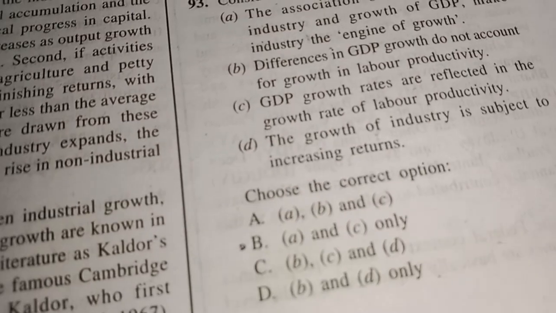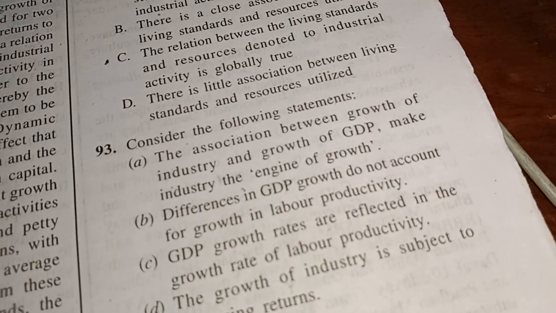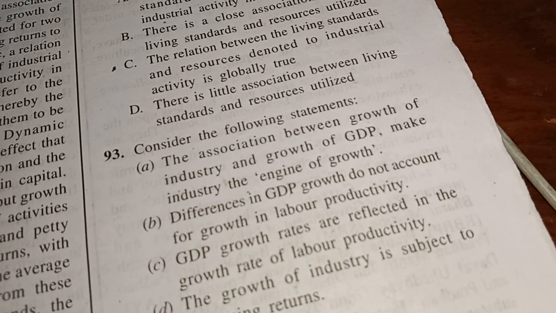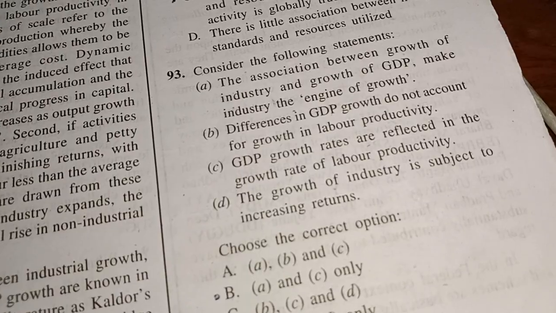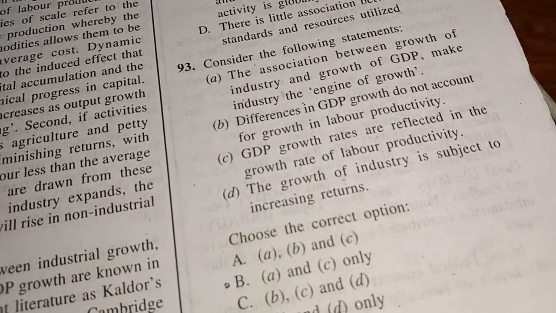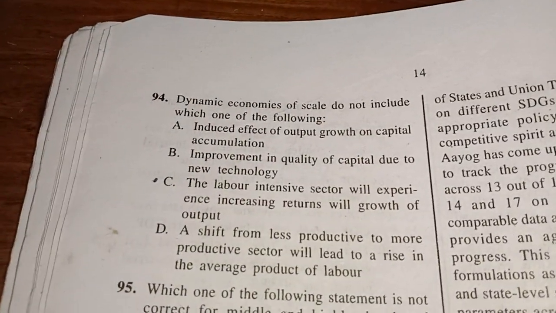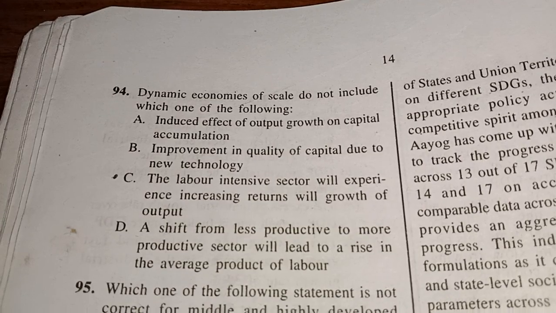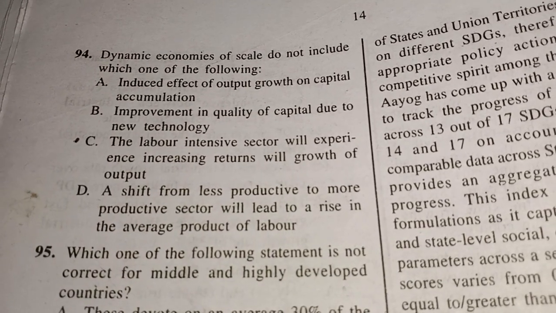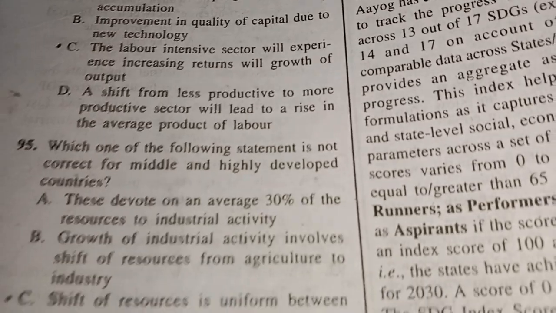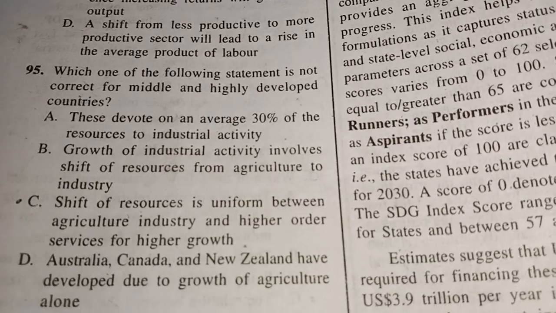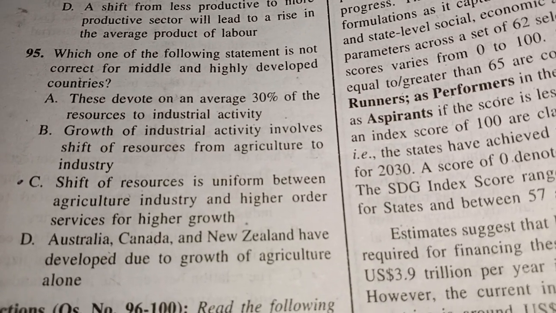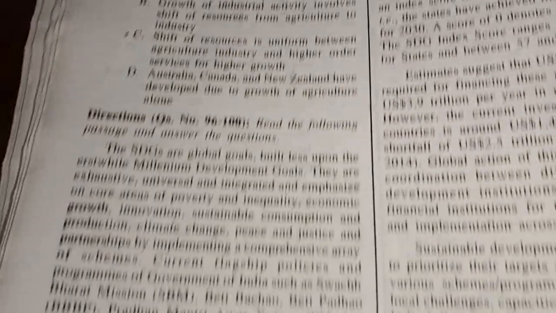Consider the following statements. A and C only. A number, the association between growth of industry and growth of GDP makes industry the engine of growth. C number, the GDP growth rates are reflected in the growth rate of labor productivity. Dynamic economies of scale do not include which one of the following? The labor intensive sector will experience increasing returns with growth of output. Or, which one of the following statements is not correct for middle and highly developed countries? Shift of resources is uniform between agriculture, industry and higher order services for higher growth.